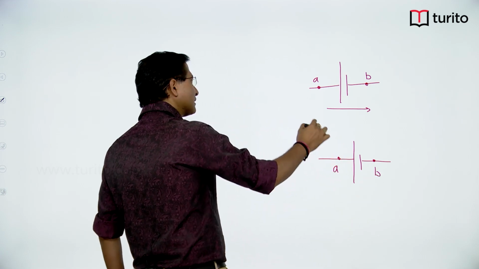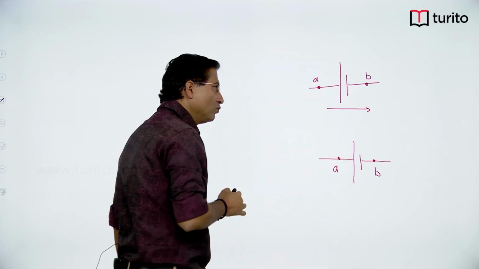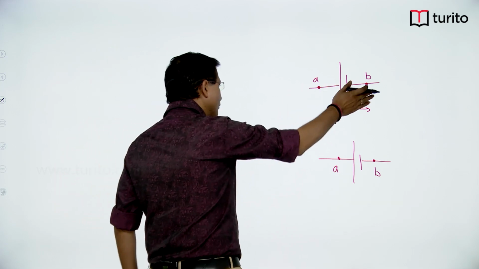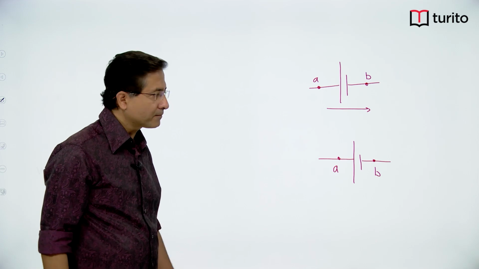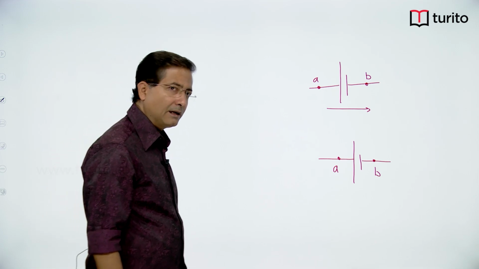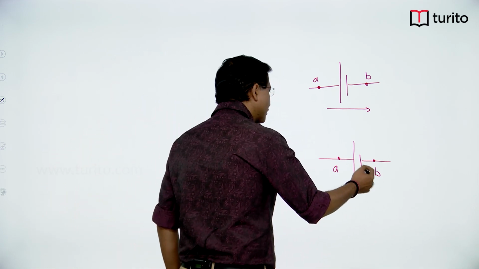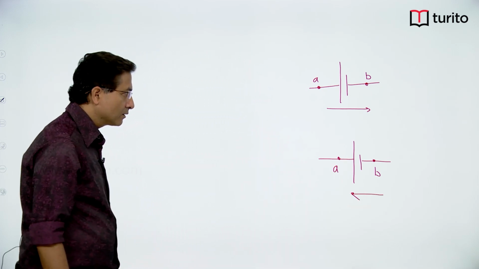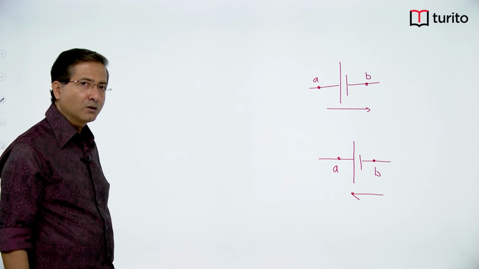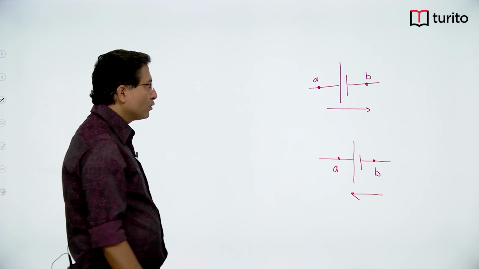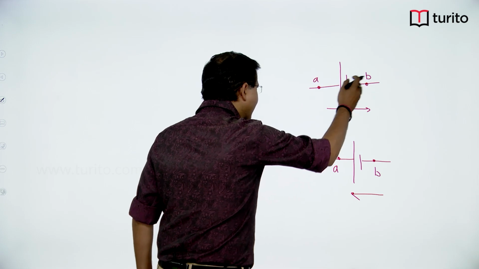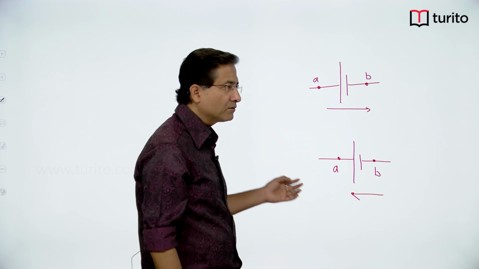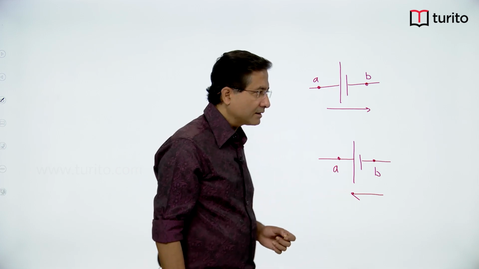In the first case, while moving in a loop, I am crossing this element this way. I am moving from positive plate to negative plate. While in the second case, I might be crossing this element this way, right. So, for the sign convention we have to decide which one we will take with positive sign and which one we are going to take with negative sign.